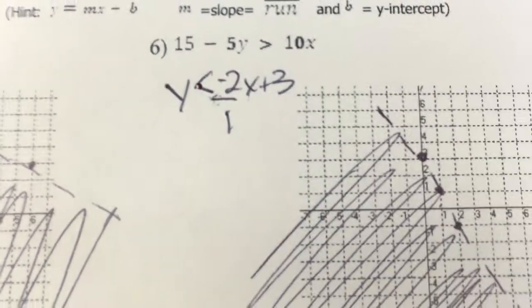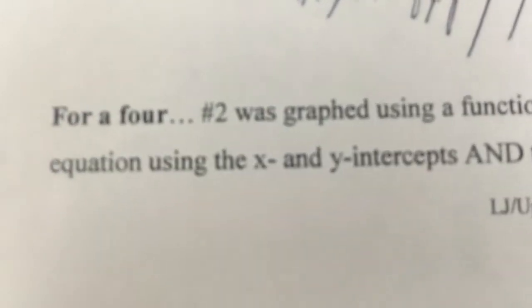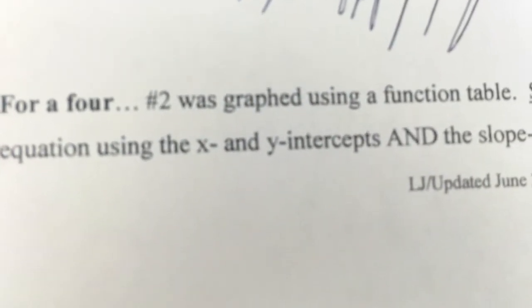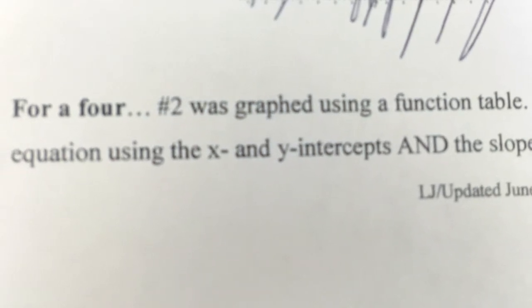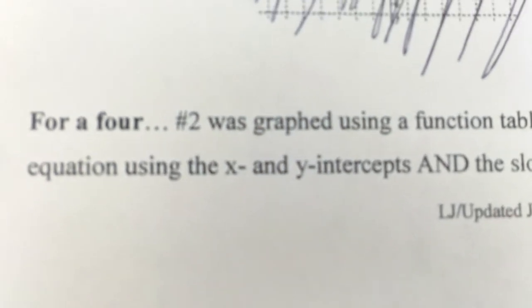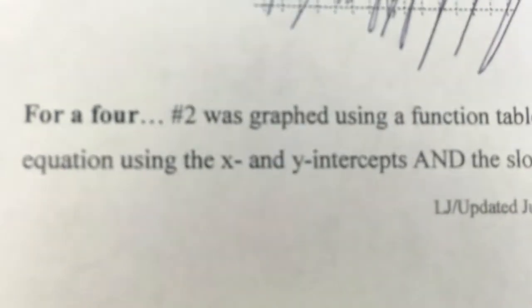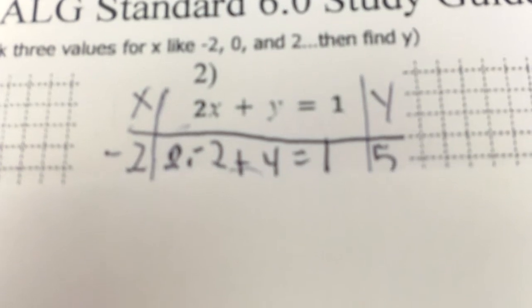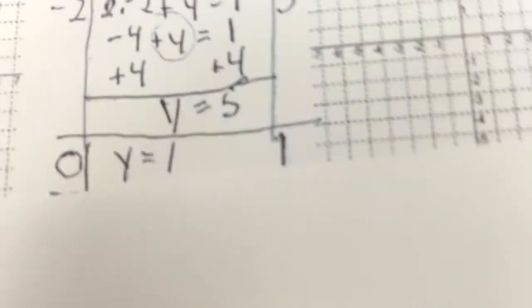And that's number 6. So that takes care of your entire homework except for 4. Number 2 was graphed using a function table. Show how you would graph the same equation using x and y intercepts and slope-intercept form. So look at number 2. We used a function table, didn't we? And we used 3 random values for x.